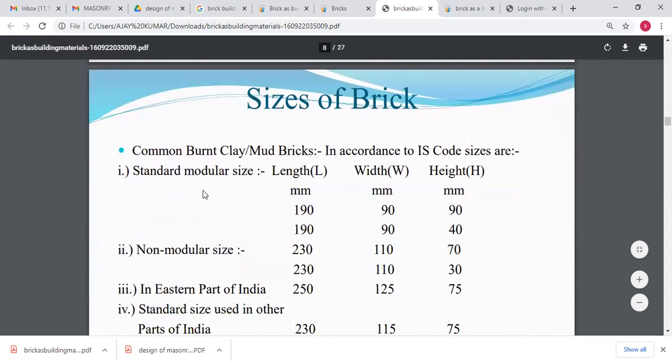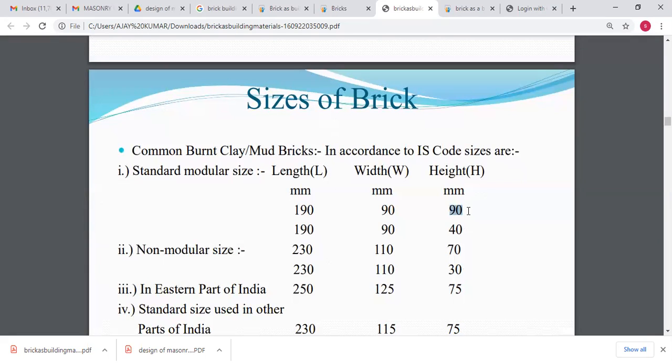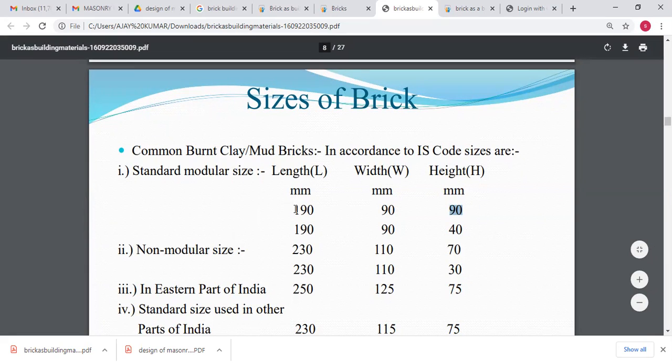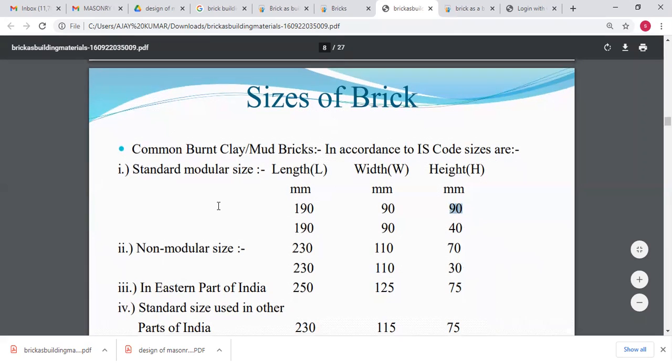Next, size of the bricks. What are the standard sizes of bricks? This is the most common question you will be asked in the examination as well as the interview, and a common thing to remember for a civil engineer. The standard modular size of the brick is length 190 mm, width 90 mm, height 90 mm. In terms of inches, 9 inch by 4.5 inch by 4.5 inch.